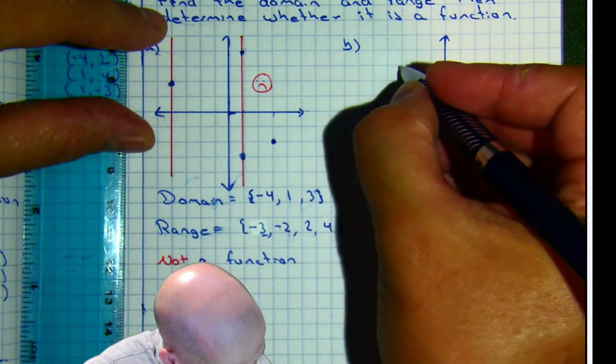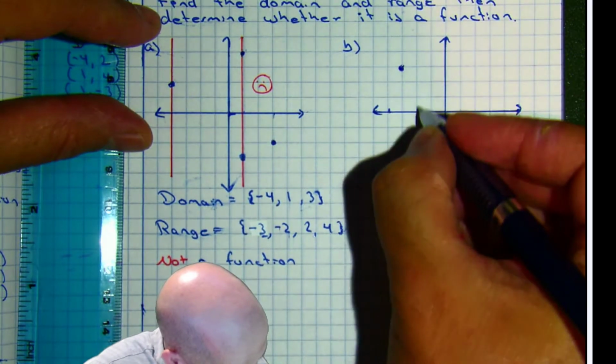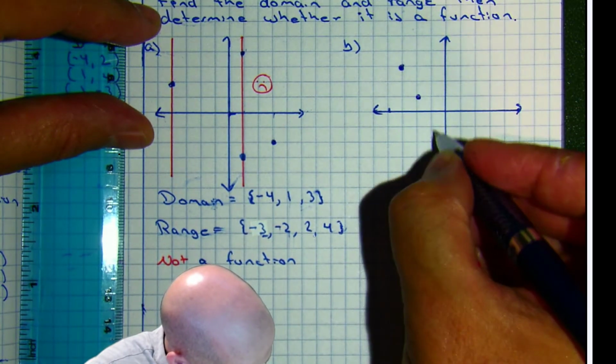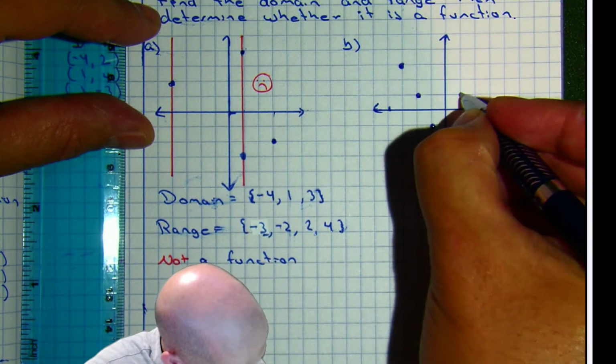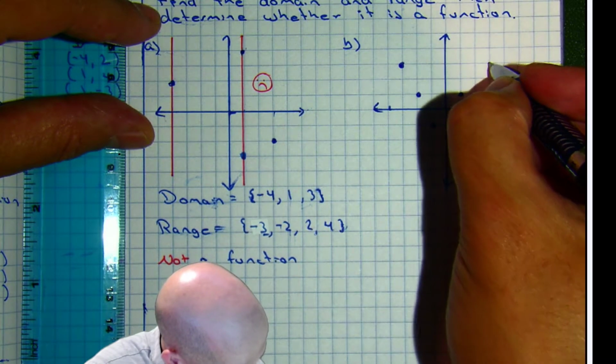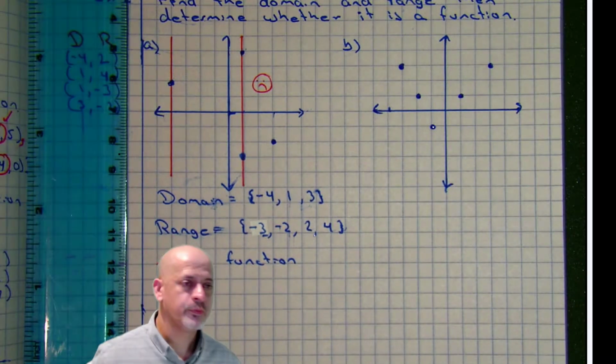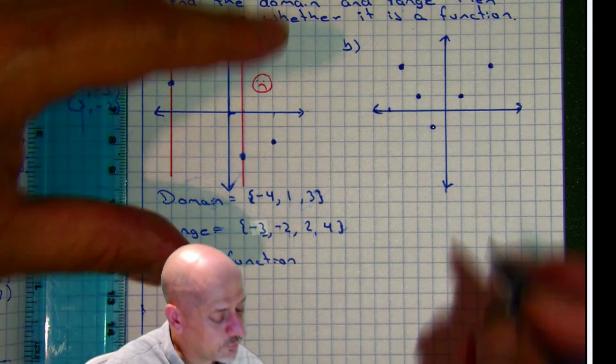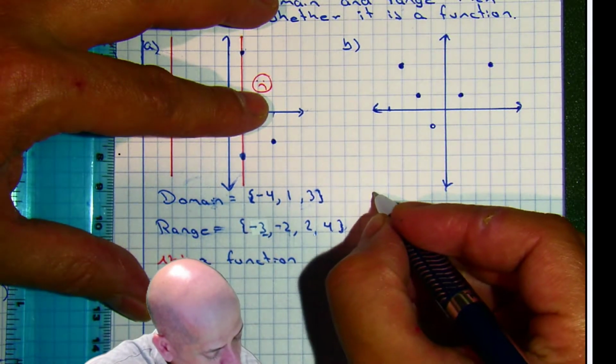We have 1 point here, 1 point here, another one here, another one here, and the last one is here. We have 5 points. So let's go and write down first our domain and your range.